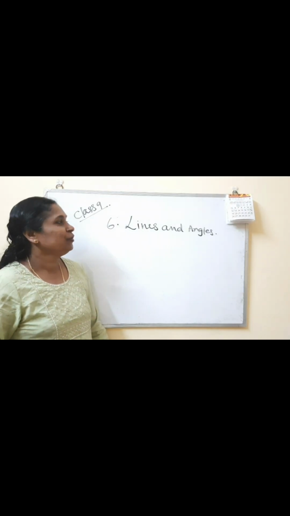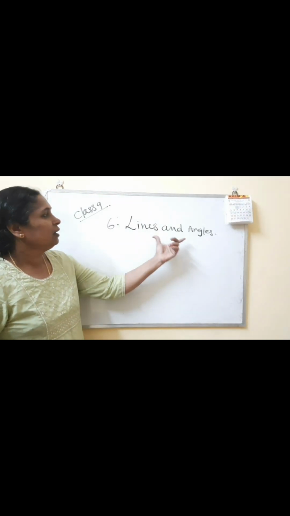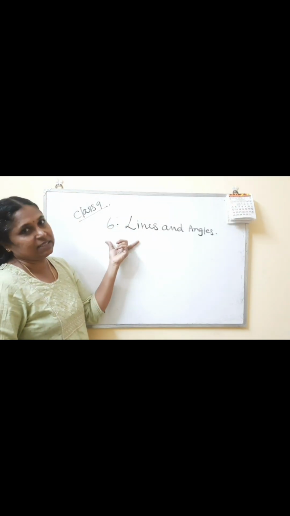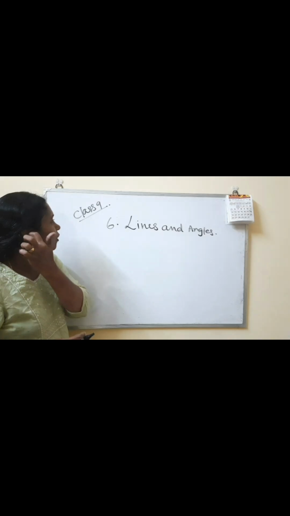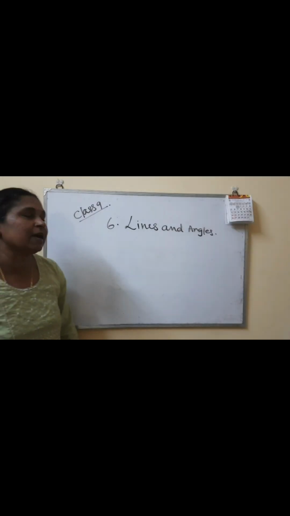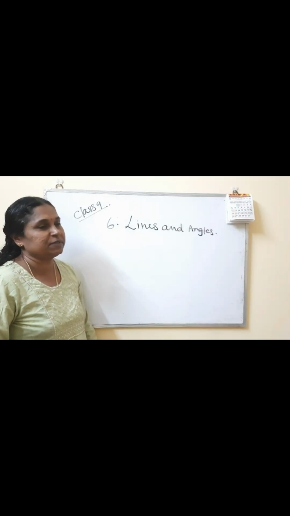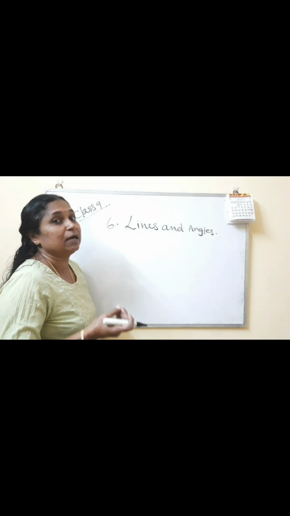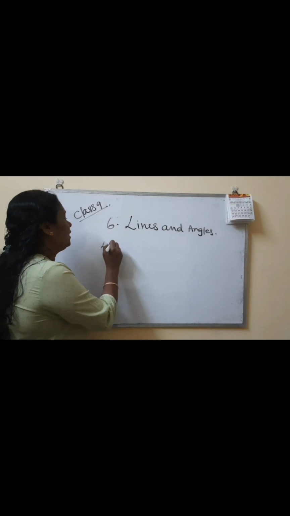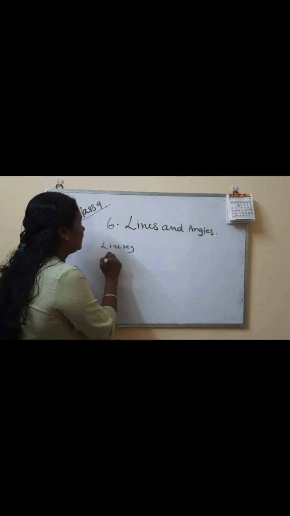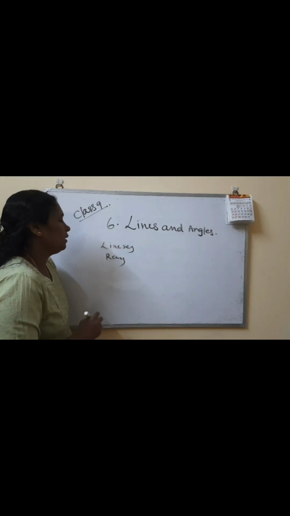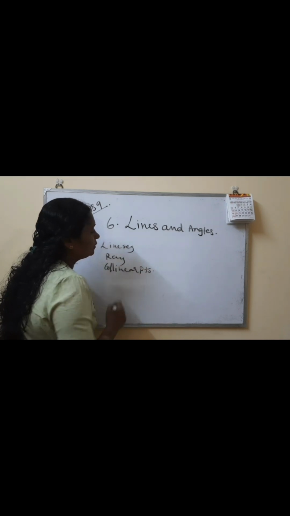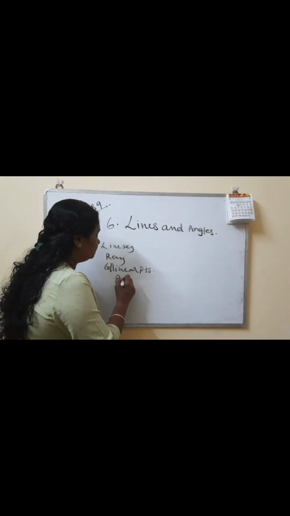Hi all, today we are dealing with the chapter Lines and Angles of class 9, chapter number 6. Today we have to recall some basic concepts. This chapter covers some basic geometry concepts. For that we have to recall certain basic terms and definitions, that is line segments, then ray, then collinear points, then what is an angle?